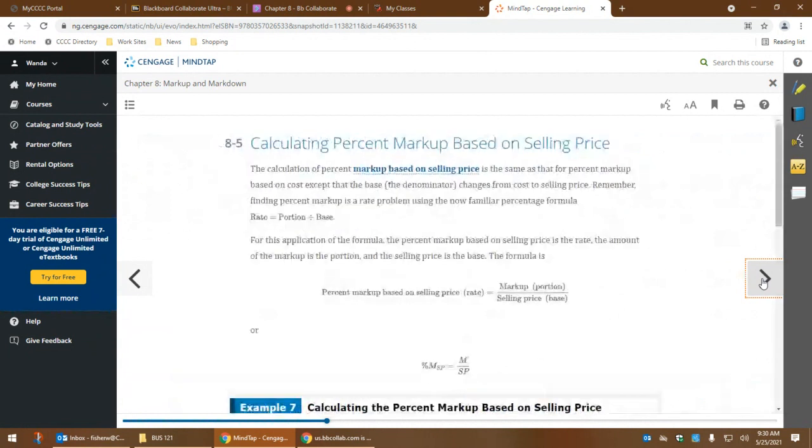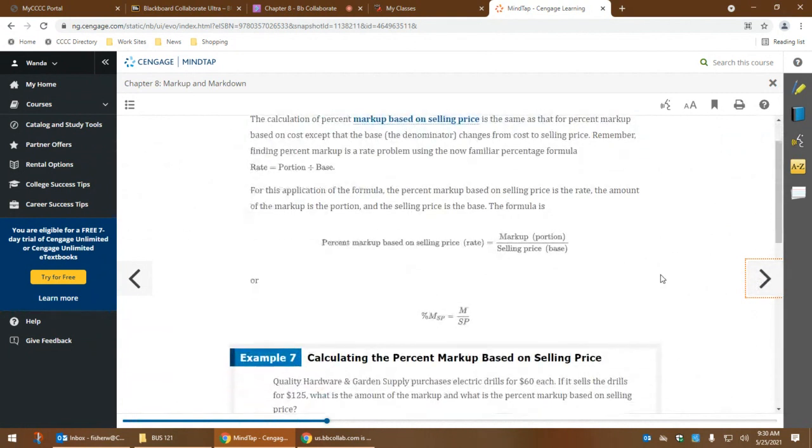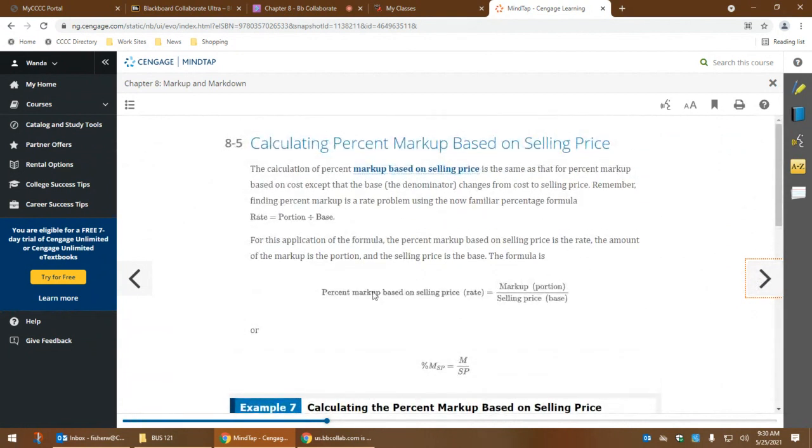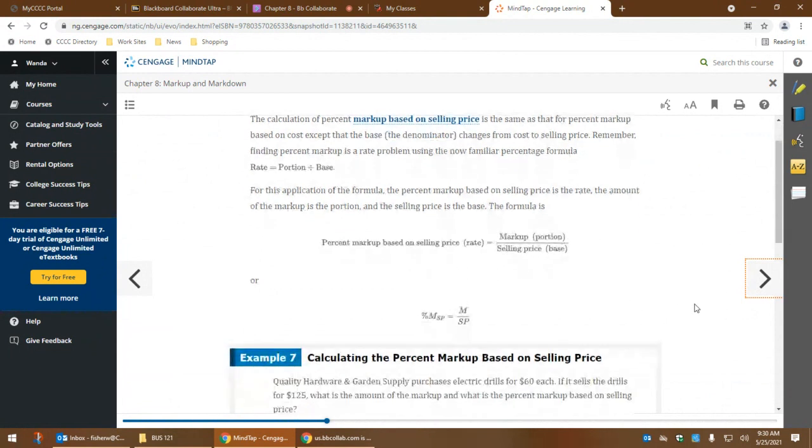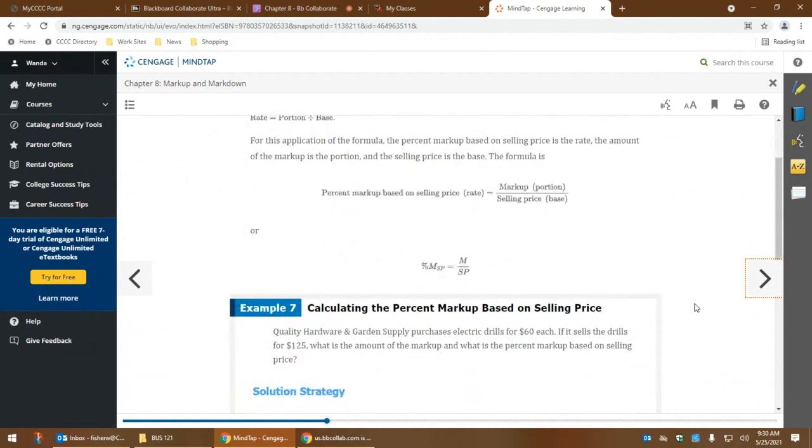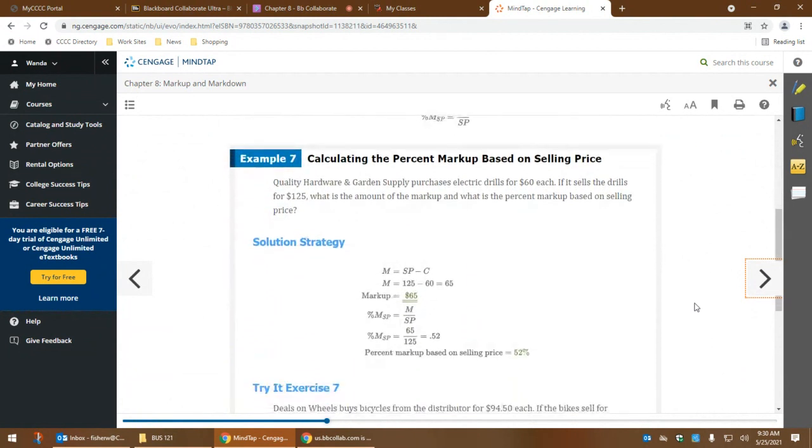We just have a set of formulas for these. Markup based on selling price is the markup divided by selling price, whereas before it was divided by cost. So now everything is revolving around, okay, how much are we going to sell it for? That's what's important to the retailers.